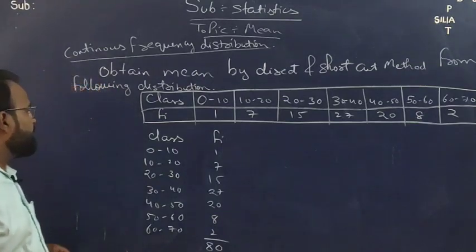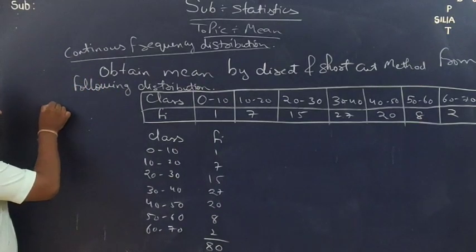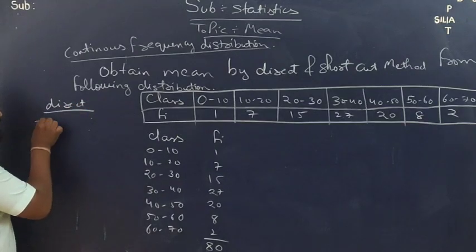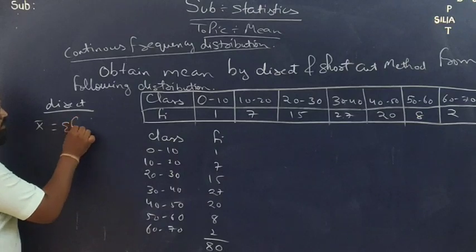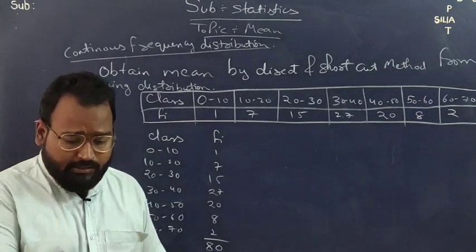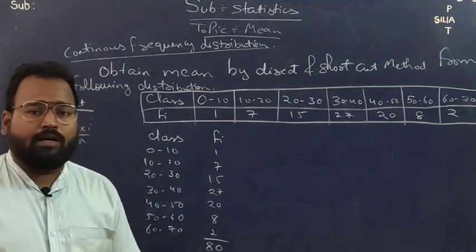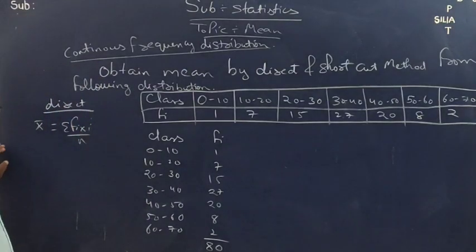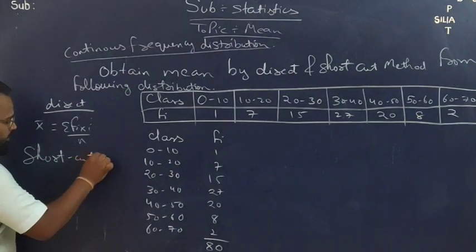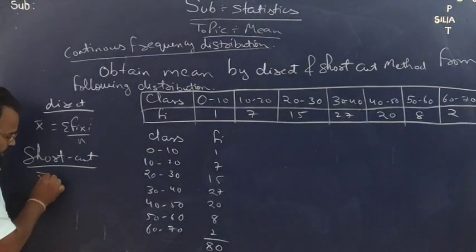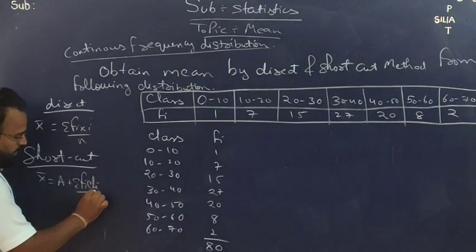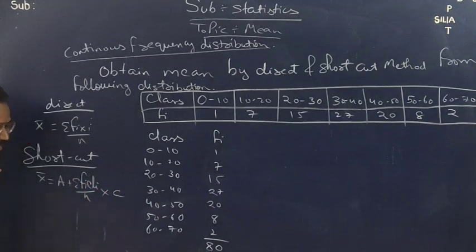For the direct method, the formula is x bar is equal to sigma fi xi upon n. But students, for continuous frequency distribution by shortcut method, here x bar is equal to a plus sigma fi di upon n multiplied by c.